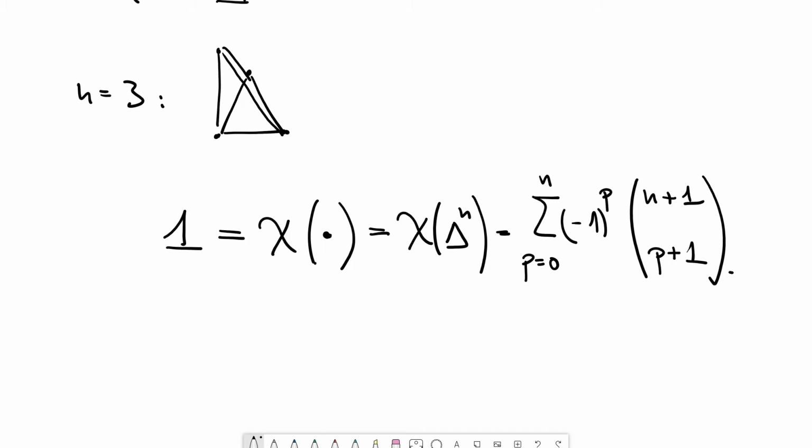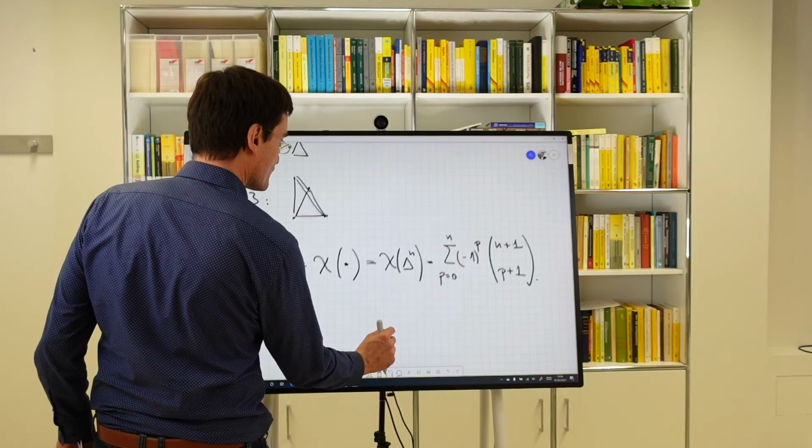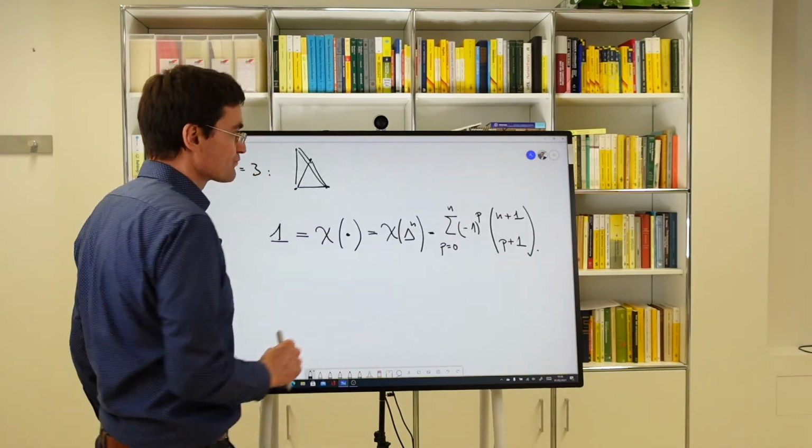So you obtain this nice combinatorial formula, and there are other combinatorial formulas that you can obtain from similar considerations. Actually, it's a part of combinatorics that uses topology as a tool. Yeah, and it can also be employed the other way around.